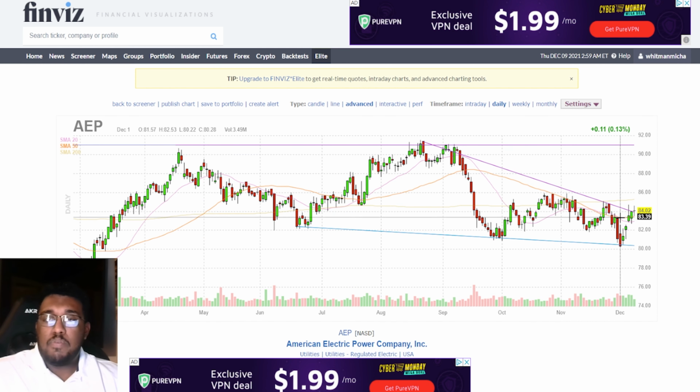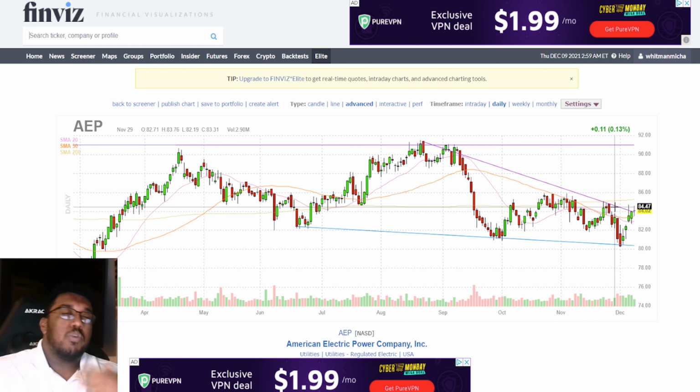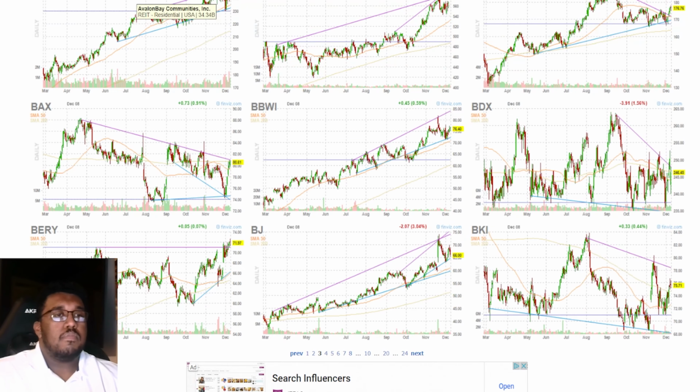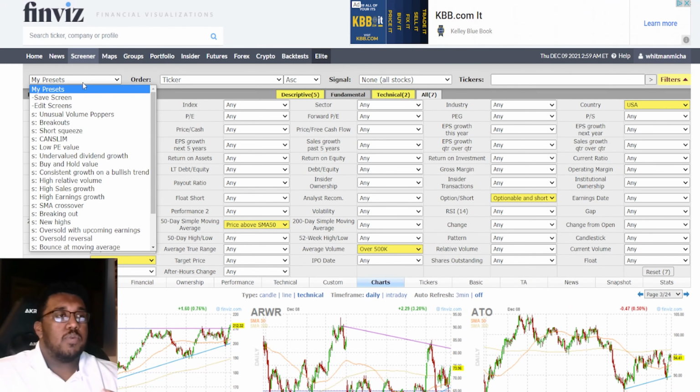AEP, looking to break out right here. It looks like it just broke out, but you'd have to move this over to TradingView to do some better technicals because right now you see this purple line is actually going through it. So we're not entirely sure if this is an accurate trend line to be broken out of. Now, again, if you want to save this one, you're just going to go to save screen. It'll make your life a lot easier.